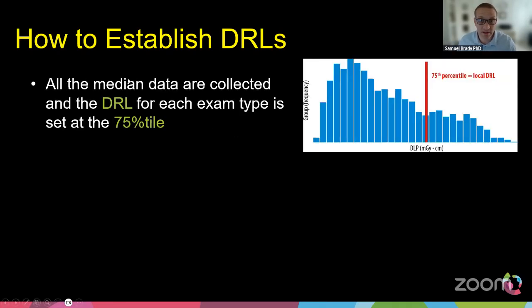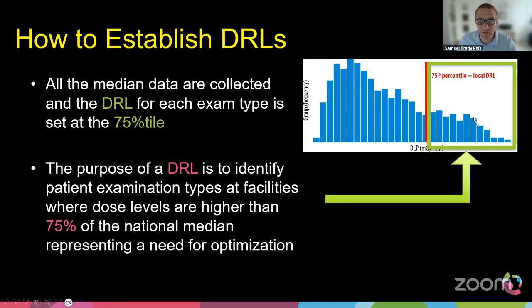Once we send all the data to the national repository, they will collect all of your data plus everyone else's data, and then they will find the point where 75% of all that data is collected. All of that data is under 75%. And this is where we define the DRL at the 75th percentile, which is to say that if a dose value falls under the 75th percentile, it is equal to or less dose than all of the others in this distribution. So the DRL is defined at 75%, the 75th percentile.